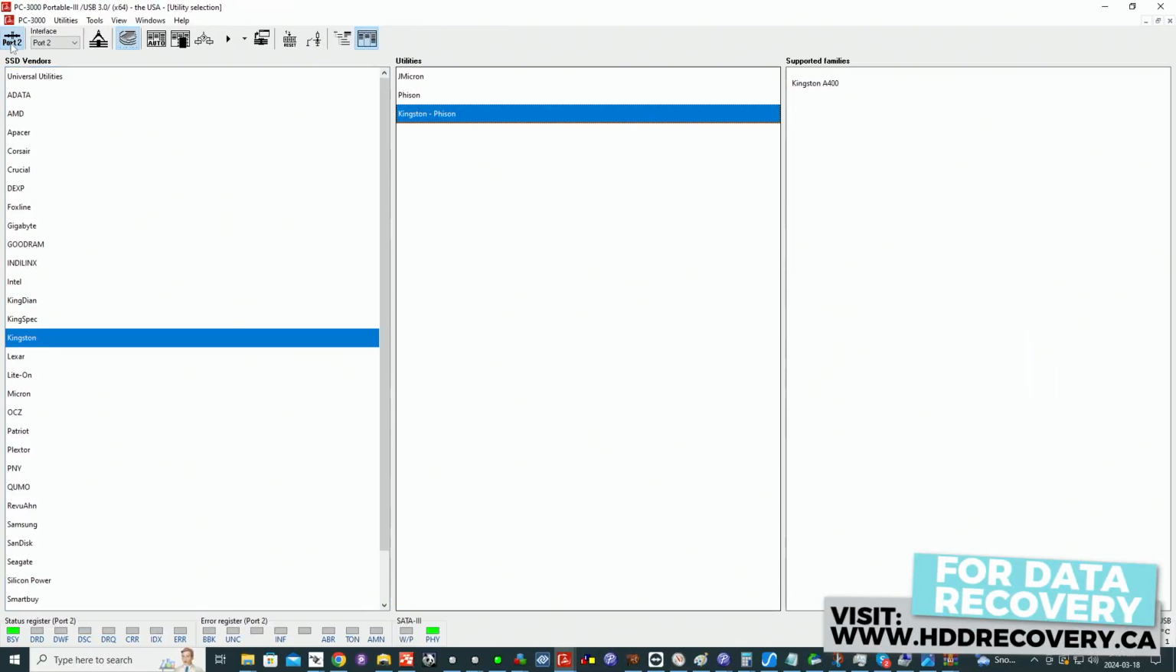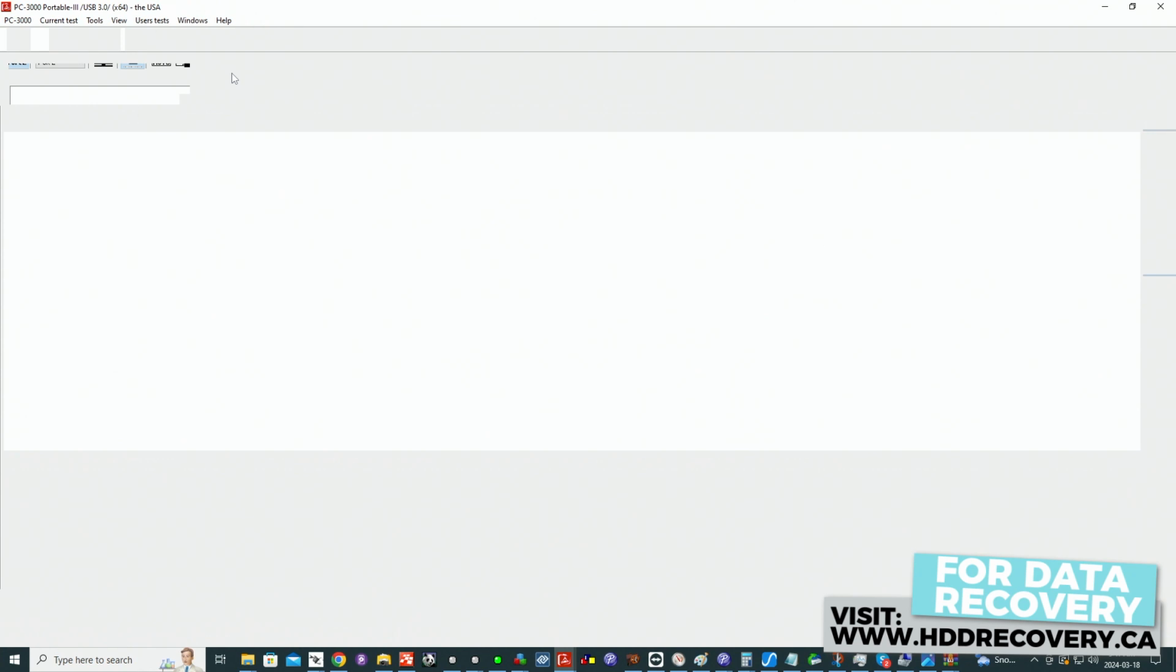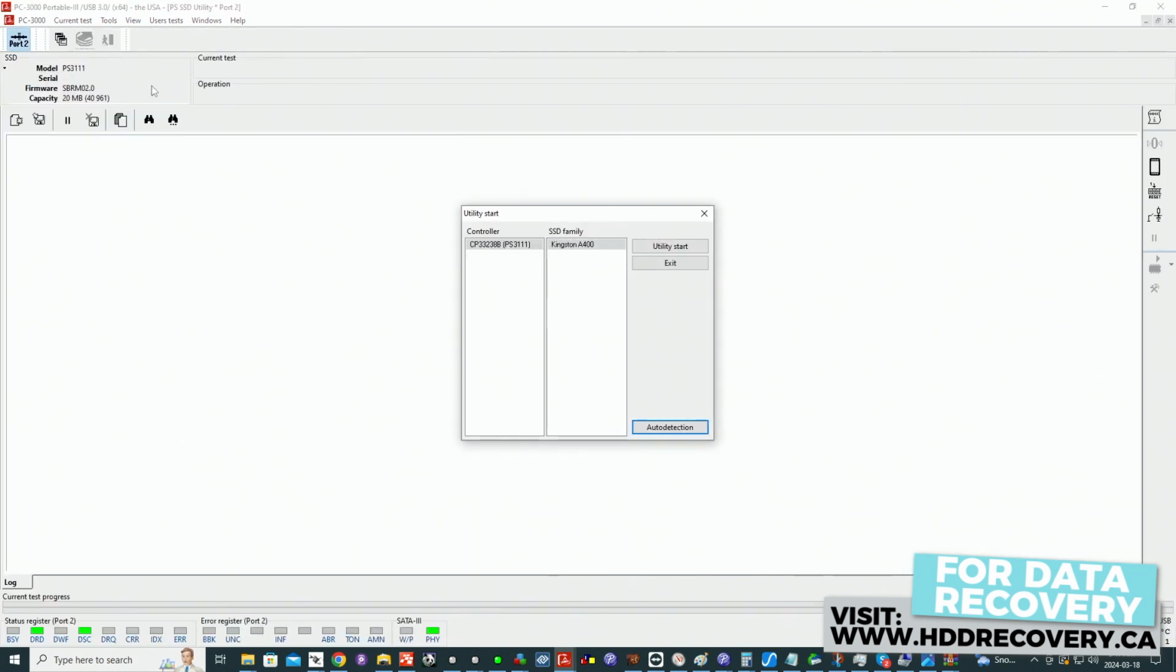If we power on the device, we get 70 to 80 milliamps consumption. The device does come up into ready state eventually. If we were to explore Kingston Phison A400, what do we see? For some reason, the device drops into a safe mode automatically.